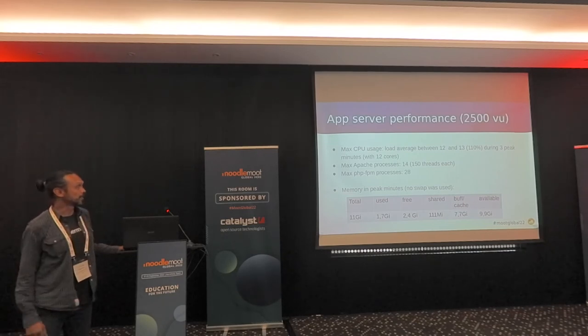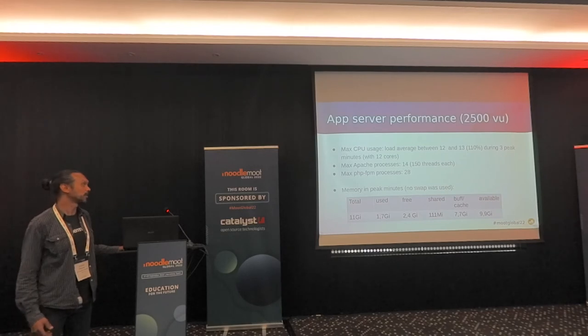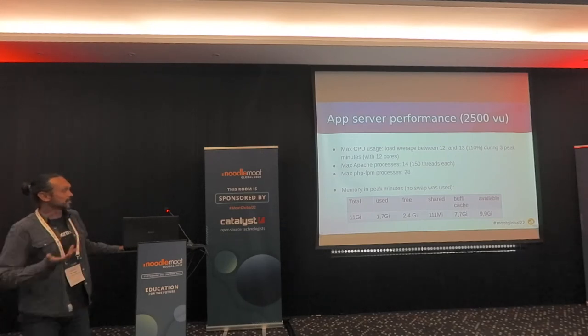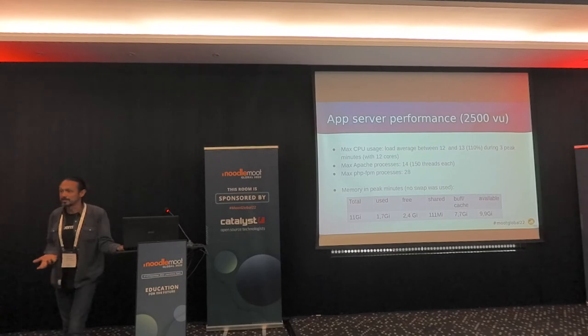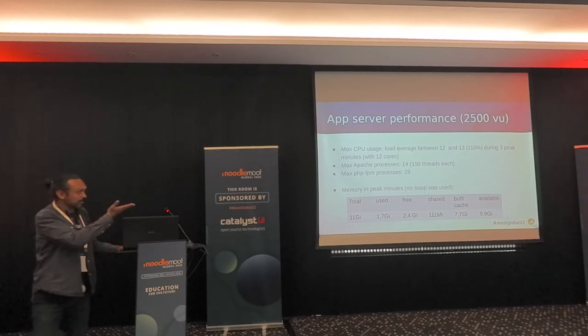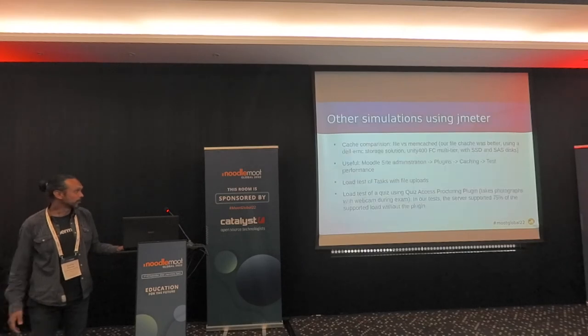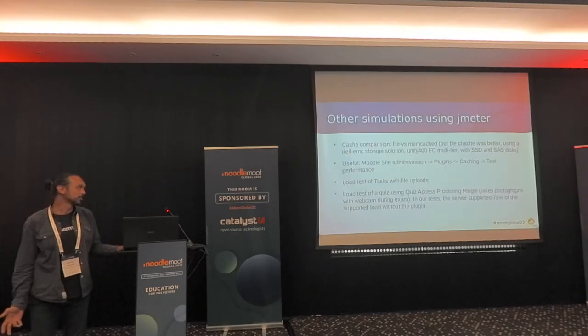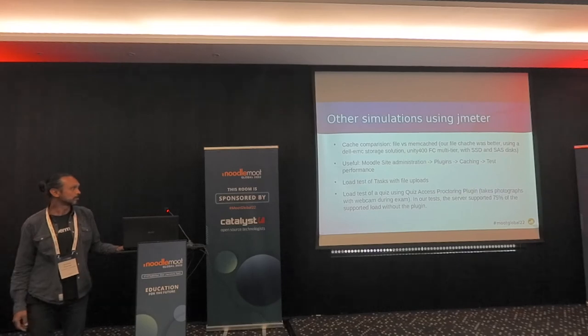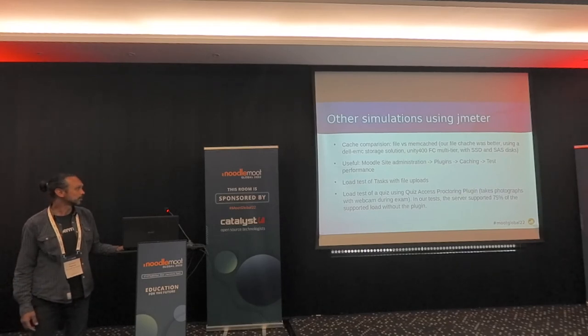Max quantity of Apache processes, this helps with the configuration of the event MPM, and max processes of PHP-FPM. Memory: it has 12 gigabytes and it still has free memory. We don't need more RAM. Monitoring, other simulations, if you want we can talk about these others.